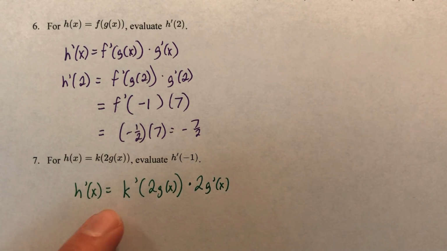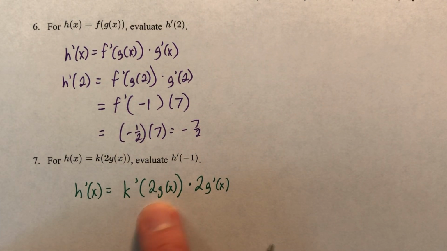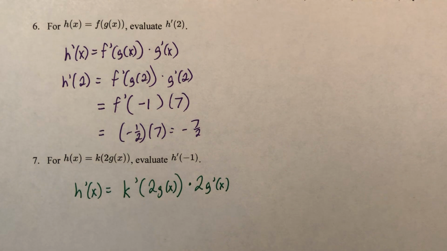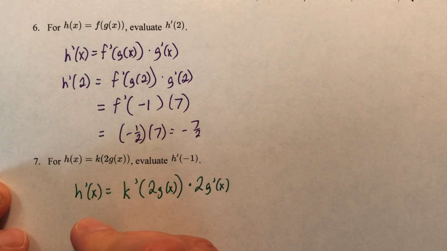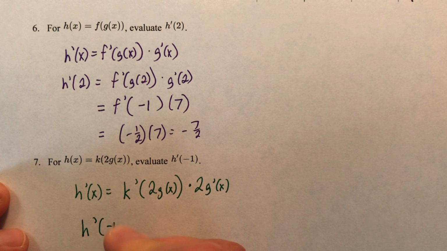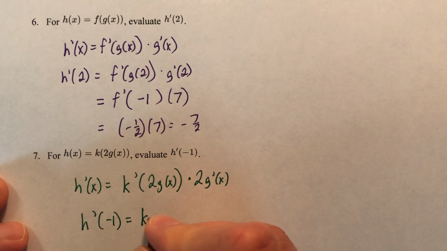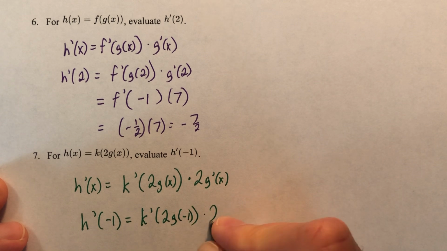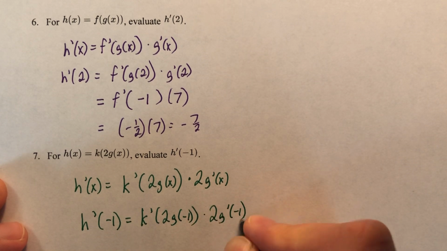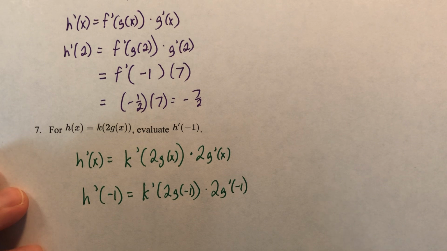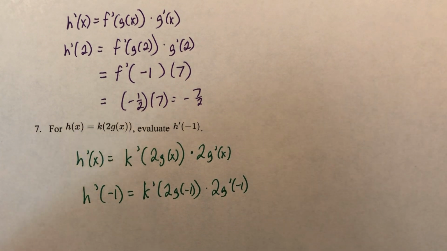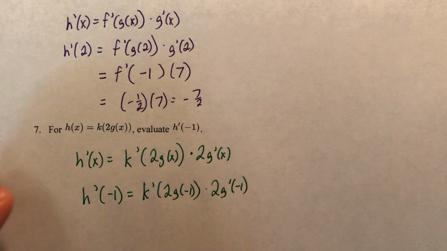Okay, here's your f prime of g times g prime, but it wasn't just g, it was 2g, and the outer function was k. All right, let's plug in a negative 1 and see what happens. h prime of negative 1 is going to equal k prime of 2g of negative 1 times 2g prime of negative 1. And we're going to get everything we need from the table this time. We won't need the graph at all because we're not dealing with the f function.